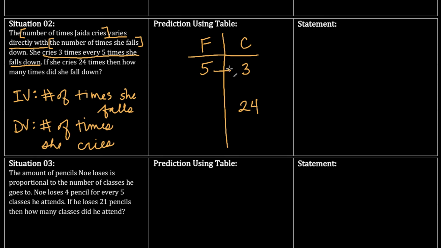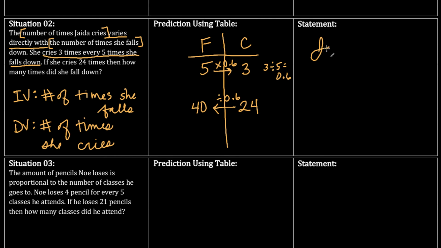So we know that we can multiply. We just don't know 5 times what is 3. So we do 3 divided by 5, which gives me 0.6. So this is times 0.6. Now, we already have our dependent variable, so instead of multiplying this way, we're going to have to divide going this way. And so 24 divided by 0.6 is 40.